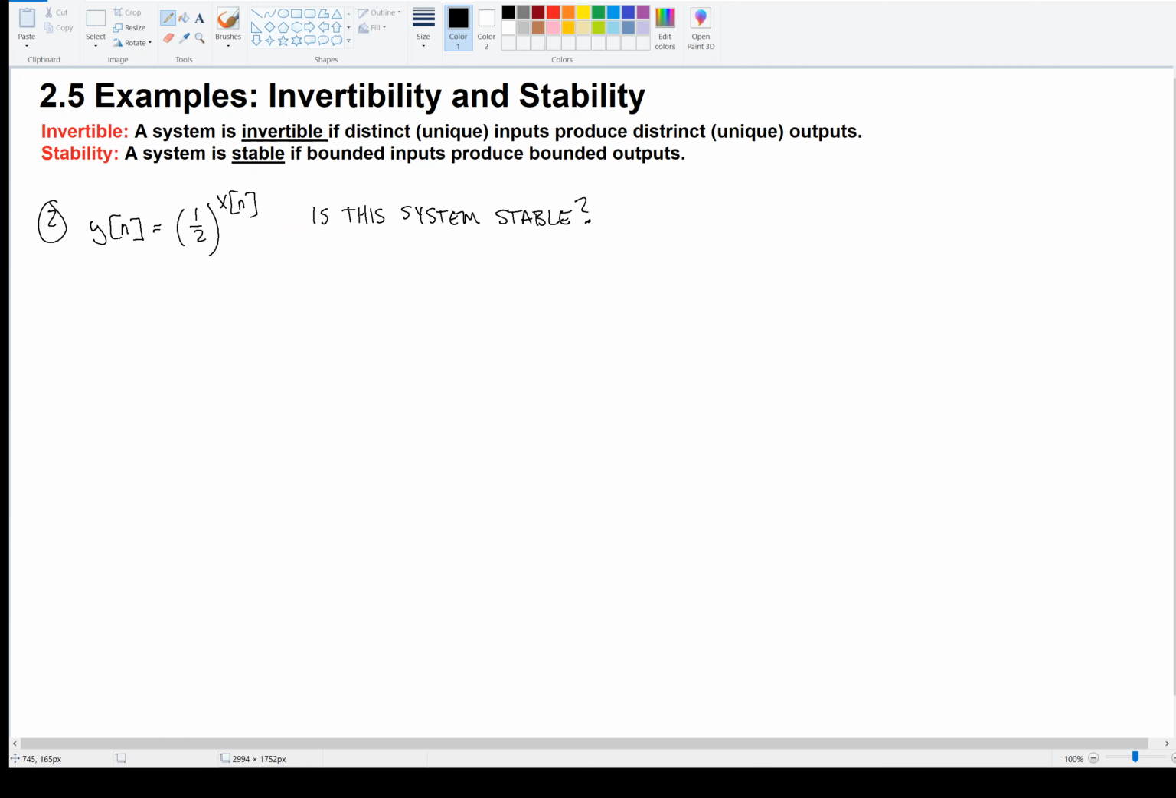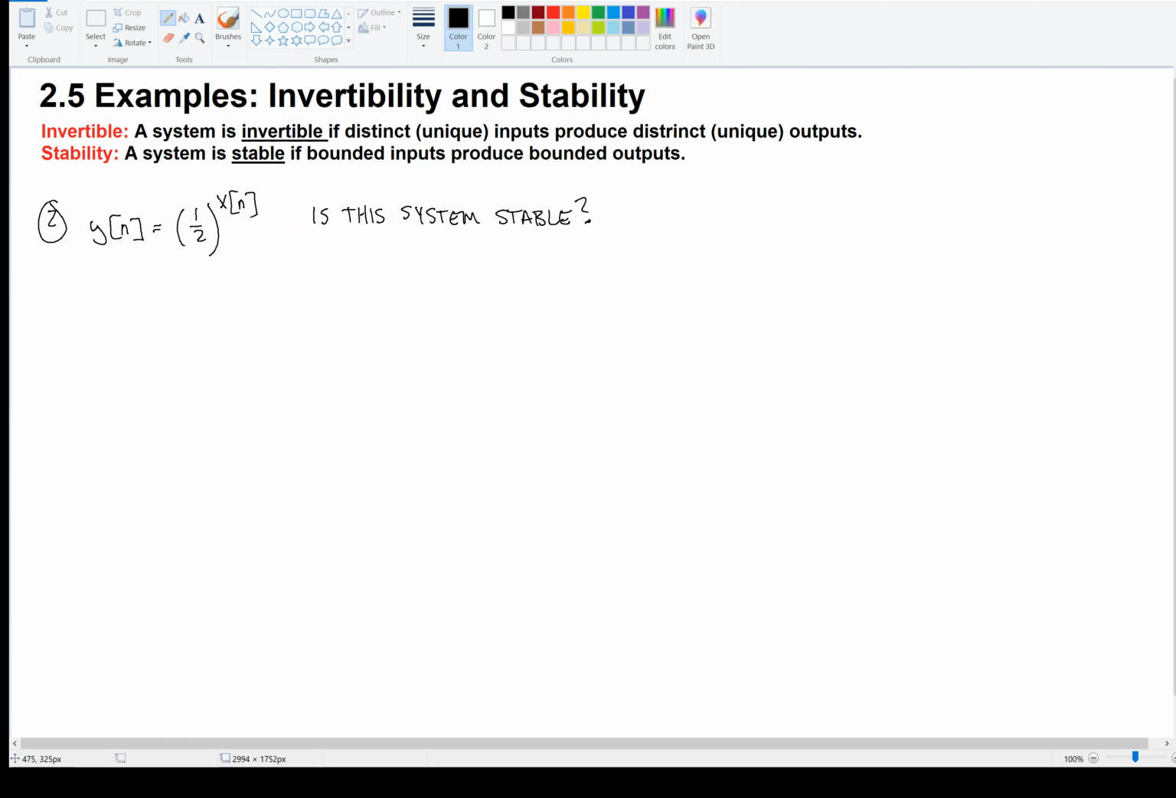And it is. If x is 10, well, 1/2 to the 10th is still a finite number. If x is 1,000,000, 1/2 to the 1,000,000 is a finite number. But remember, we can find a b so that x is never greater than that b. Well then, y will never be greater than 1/2 to the b power. So we suspect that this system is stable.